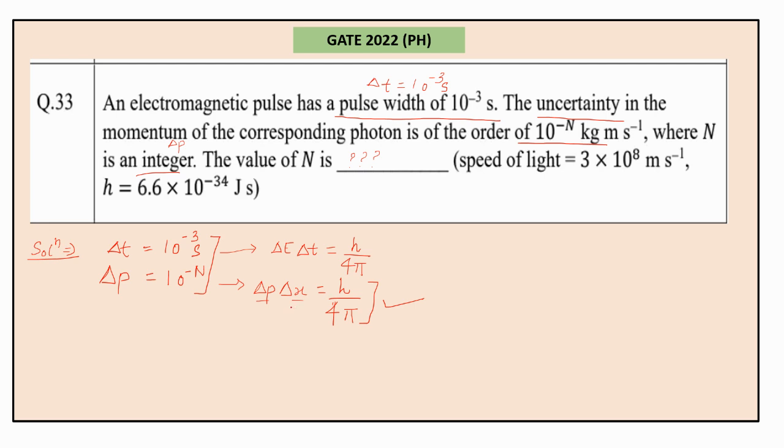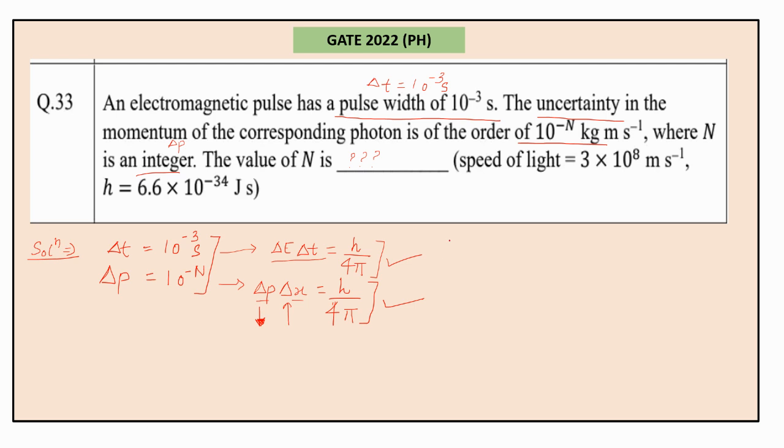Suppose you find an exact value of the position of a particle, then there will be a large uncertainty in the momentum. So this one is the very famous one, delta P delta x is equal to h upon 4 pi. There is one more uncertainty principle, and that is this one: delta E into delta T is equal to h upon 4 pi.